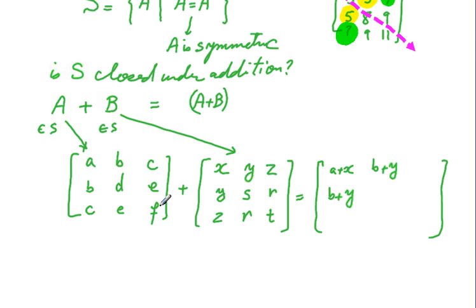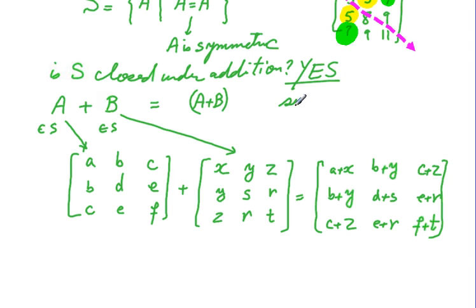So if these are symmetric, that is guaranteed to be symmetric. If you have C plus Z here, you have C plus Z here. D plus S, I don't care about that. E plus R, and then again E plus R. And F and T, again on diagonal, we don't care. Is it closed under addition? The answer is yes. What does that mean?